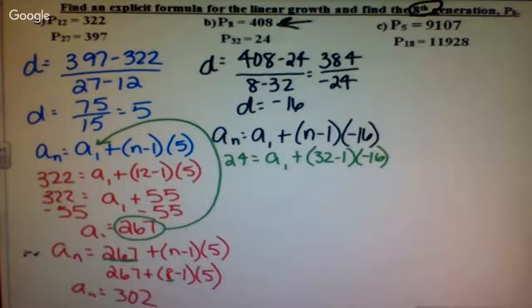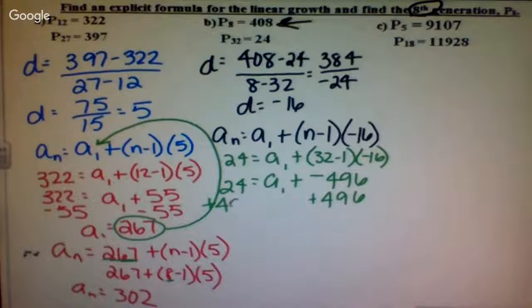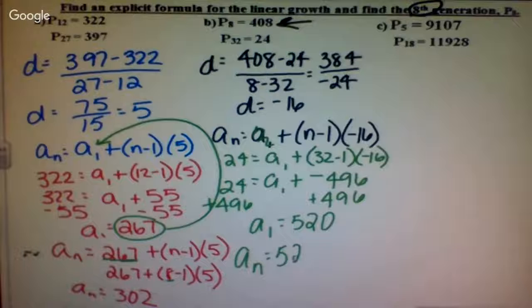So 32 minus 1 times negative 16 gives me what over here? 496. Negative 496, right? So when I move it to the other side, I actually have to add it. So a sub 1 is 520. Then your last step is to replace a sub 1 with 520. So your final equation is a sub n is 520 plus n minus 1 times negative 16.